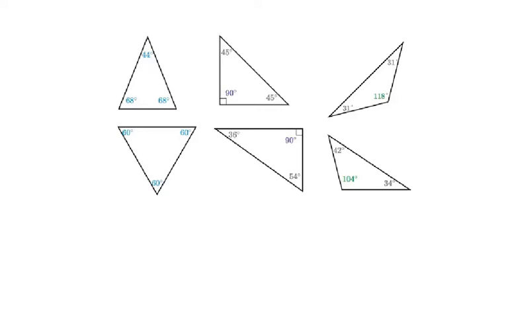And one last review. I have 6 triangles here. I'm going to ask you to point to the different types of triangles as I name them. So would you please touch on your iPad screen the acute triangles where all of the angles are less than right angles. Touch them with your finger. There should be 2 of them.